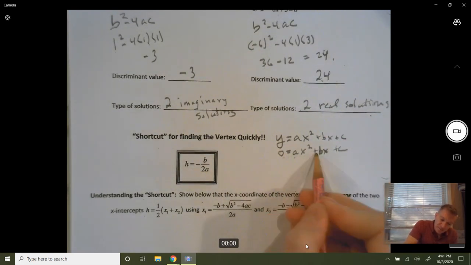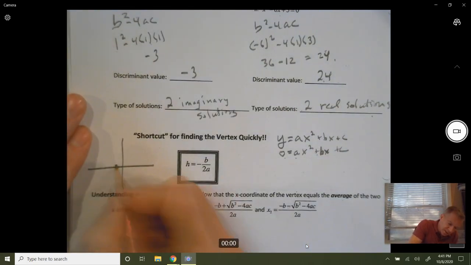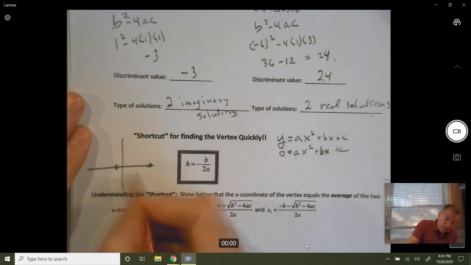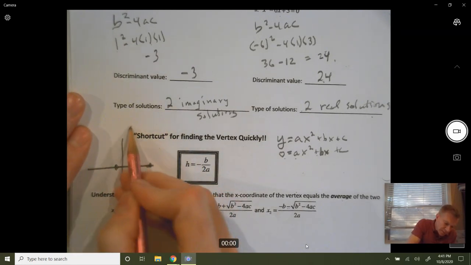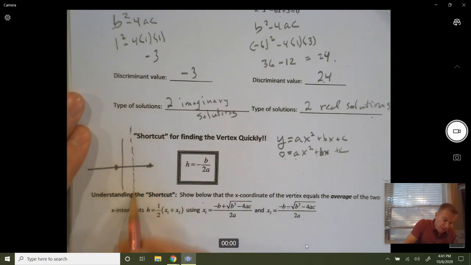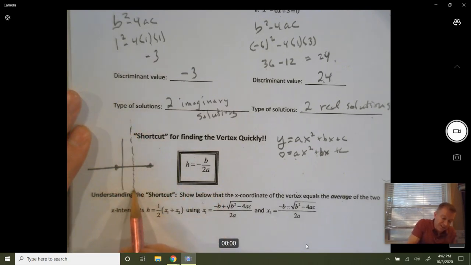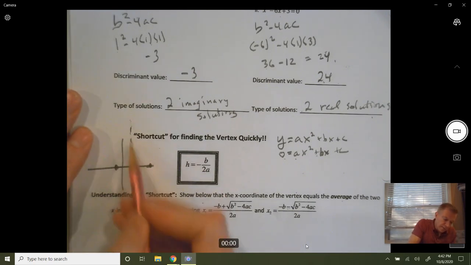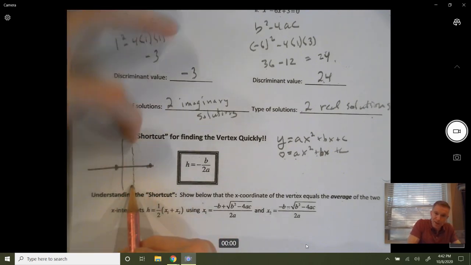your x-intercepts. Think about a parabola. If you know your two x-intercepts, let's say here and here, okay, you know that halfway between here is going to be your axis of symmetry, right? Even if you don't know where your vertex is, you don't even have to know if your parabola opens up or down. Either way, even if it opens down or if it opens up, the axis of symmetry is going to be halfway in between.